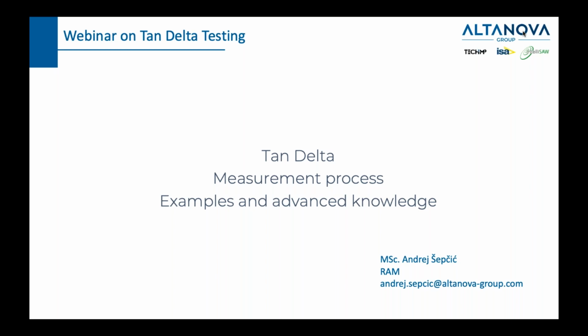Tan delta. Today, we will talk more about the measurement process and the examples and some advanced knowledge. So, we will today repeat what we learned the last time, and also we will show some examples, mostly on transformers, one example on cable, and in the end, we will talk a little bit more about the advanced knowledge, and by advanced knowledge, I mean some comparisons between PD and tan delta measurement with also polarization index, tan delta measurement, etc. So without any further ado, let us start.